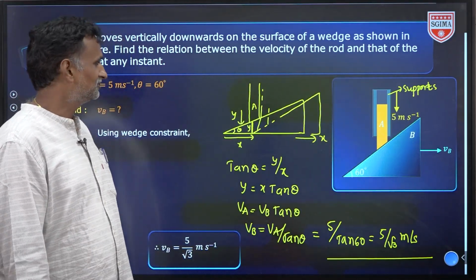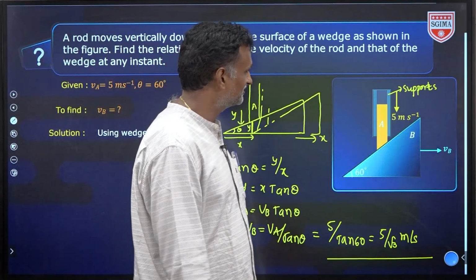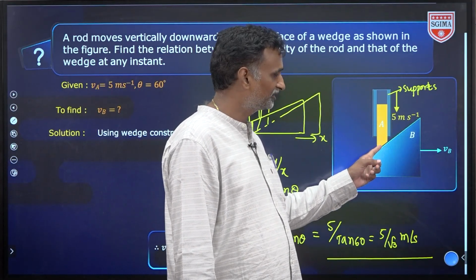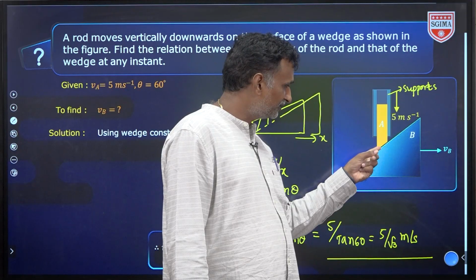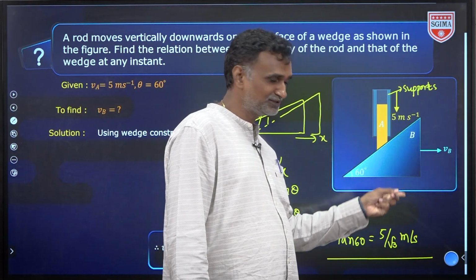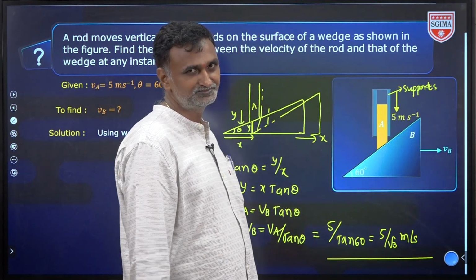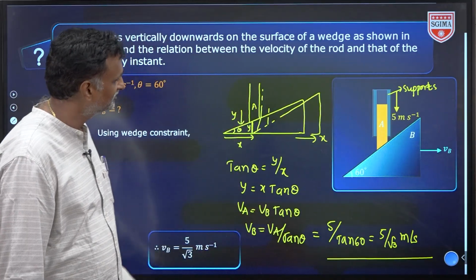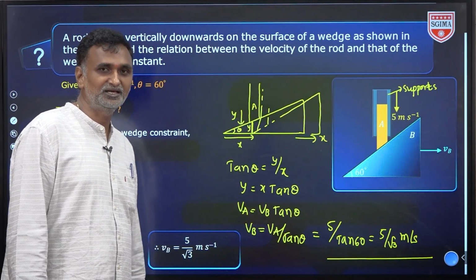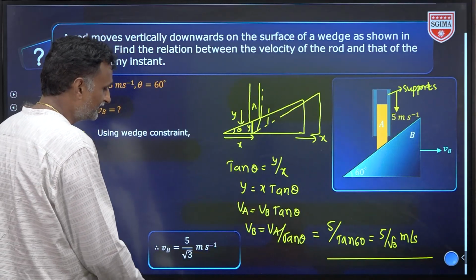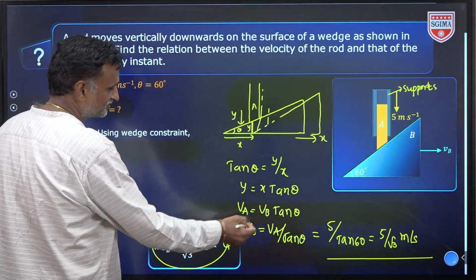Okay na? So otherwise you can take the components of A downward, and VB like this, and at the point of contact we can take the values in the perpendicular direction. Their values must be same. Okay, that is the second method. This is one more method I have introduced here, which we can follow to get the answer. The answer is here. Same answer we got.